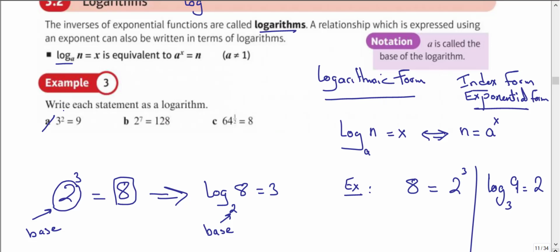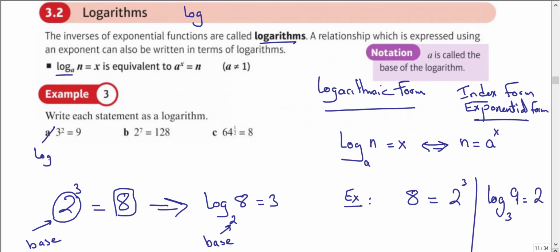Here, the example says write each statement as a logarithm. 3 power 2 equals 9. We do what here, Adam? We log 9. Take the number here. Log 9 base what? What's the base in this problem? This is 3. Talk about this one. Base 3 equals the exponent, equals power 2.